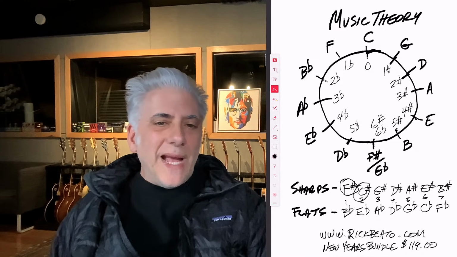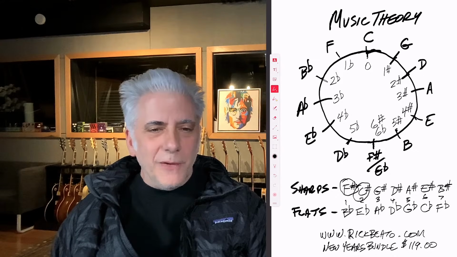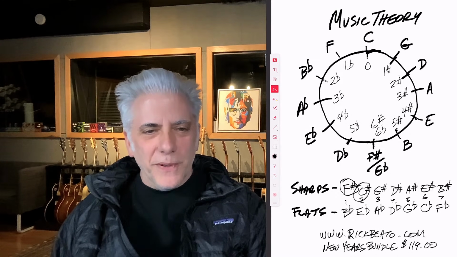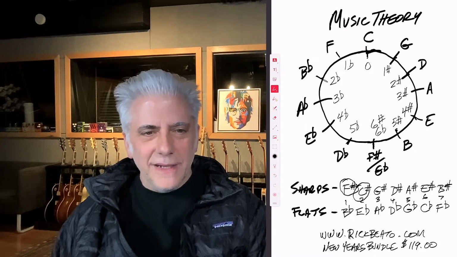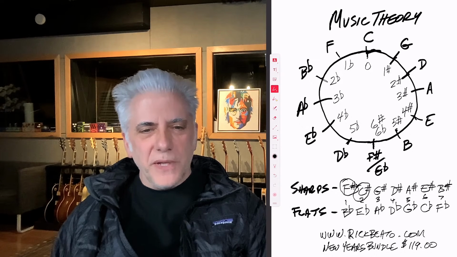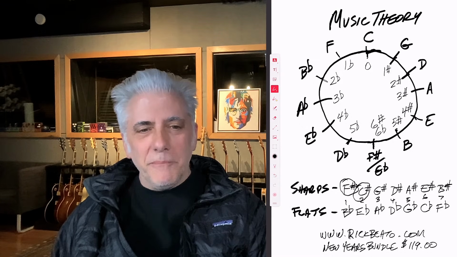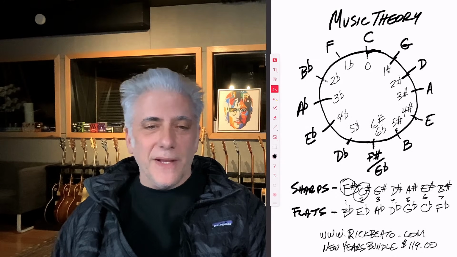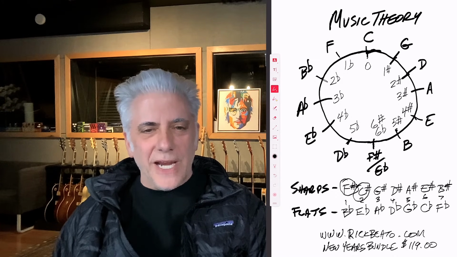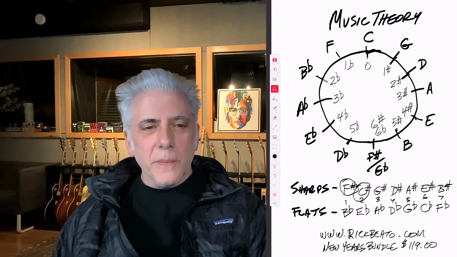The sharps and flats actually work in reverse order. If you look at it, F sharp, C sharp, G sharp, D sharp, A sharp, E sharp, B sharp, and then B flat, E flat, A flat, D flat, G flat, C flat, F flat. That's the order of sharps in reverse.